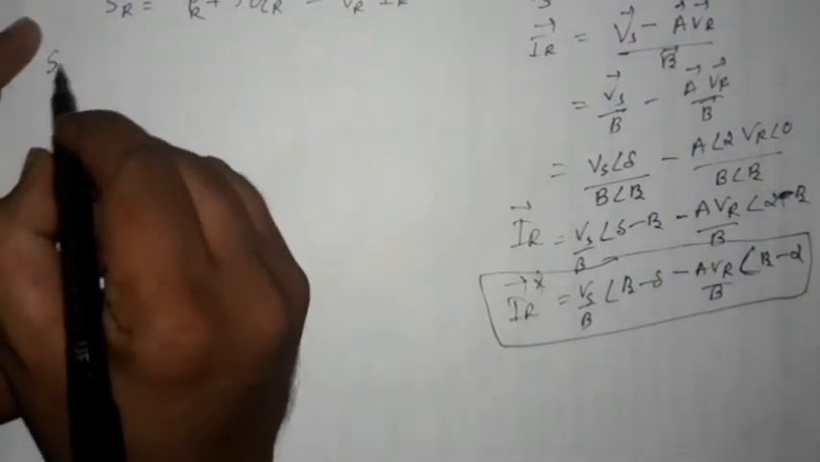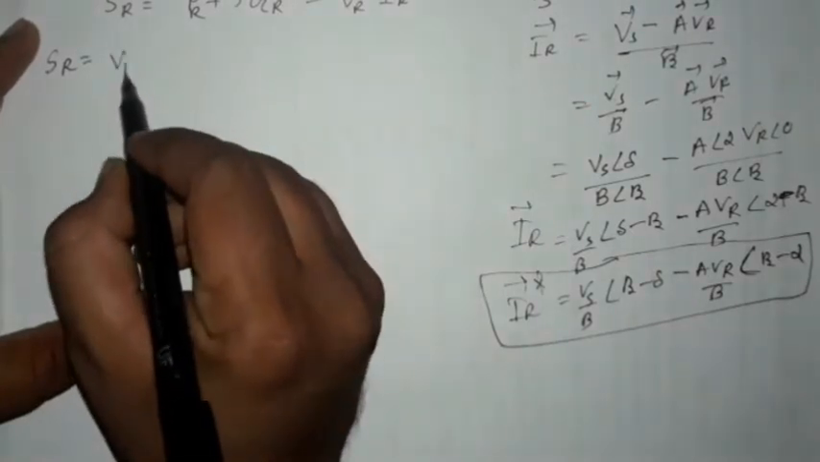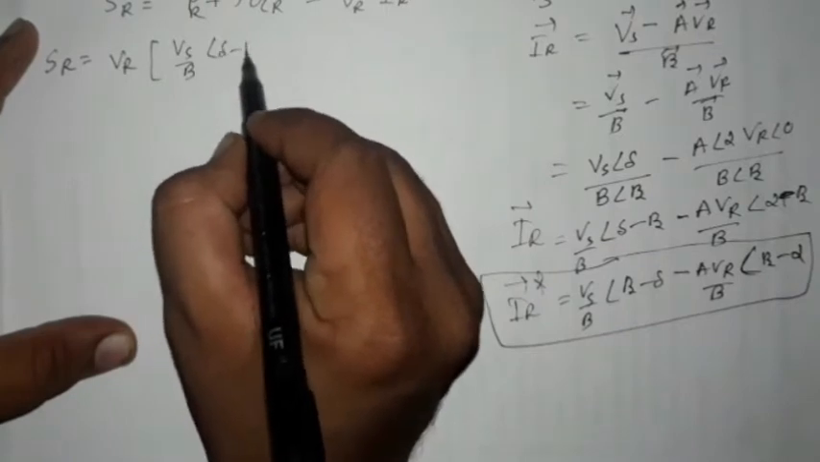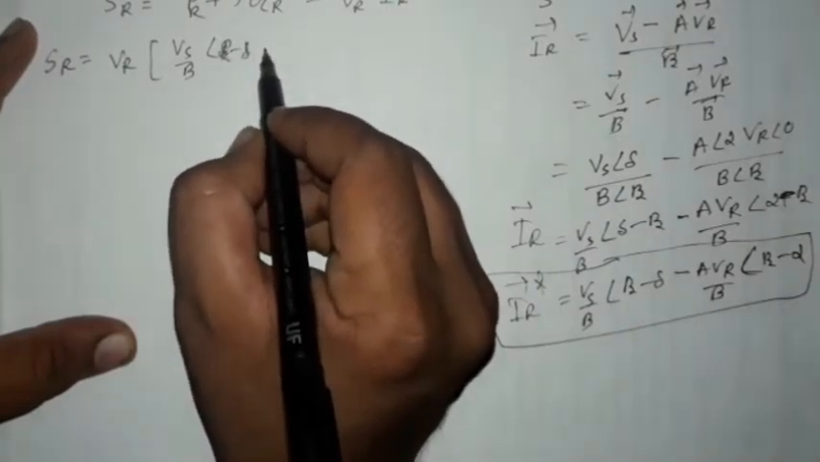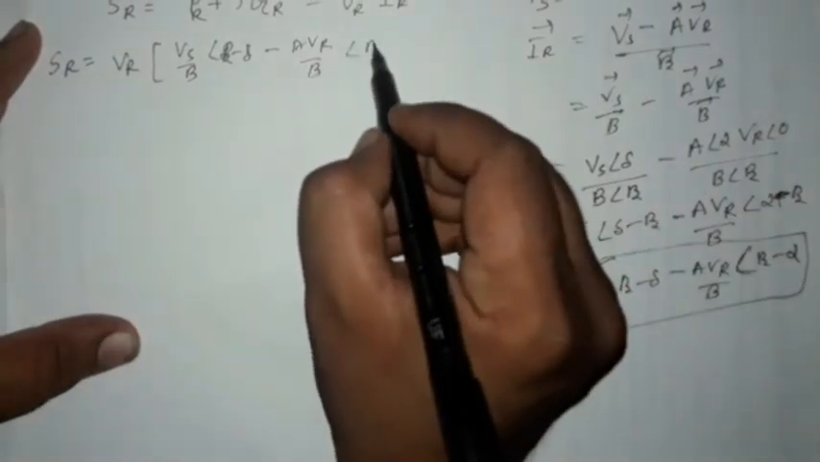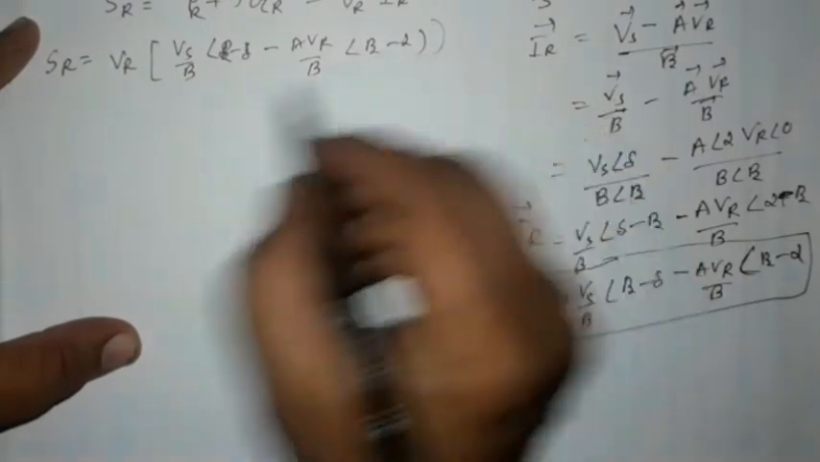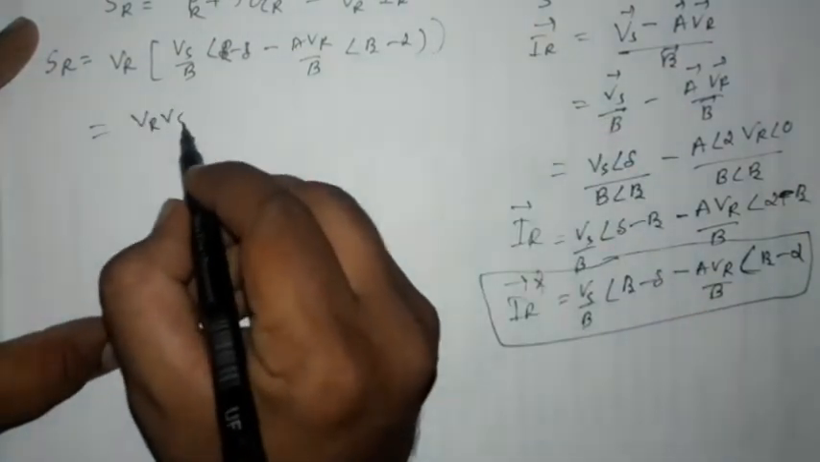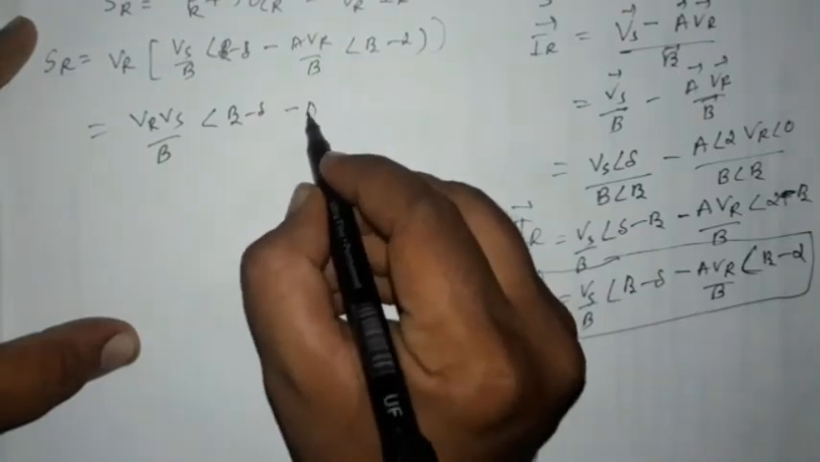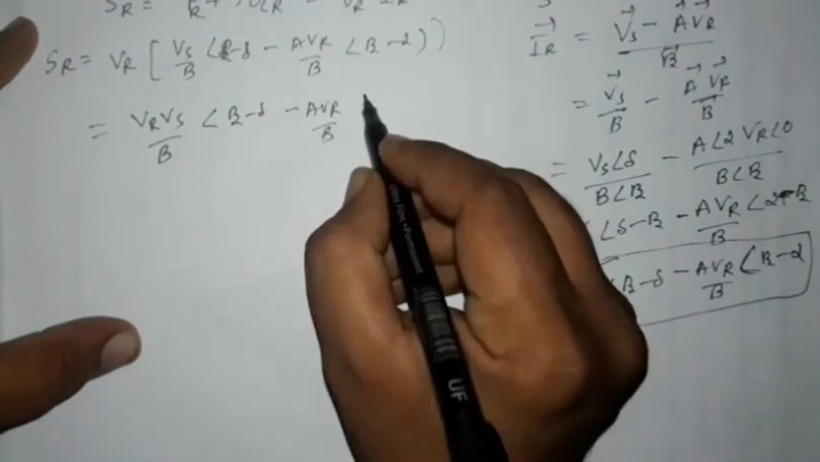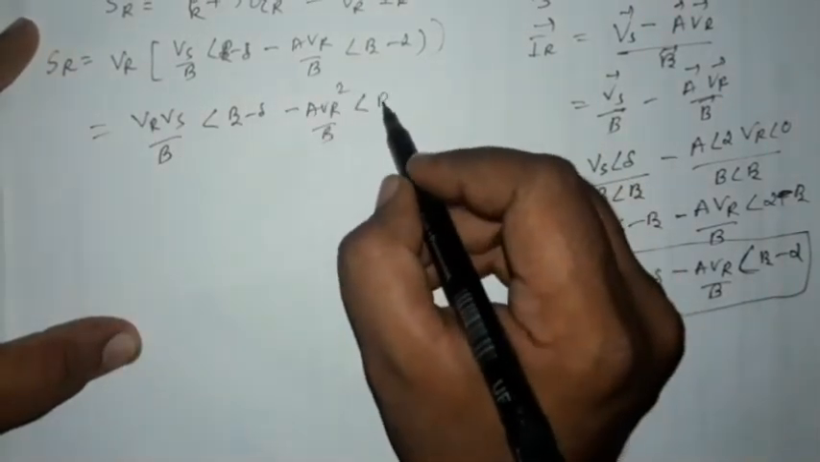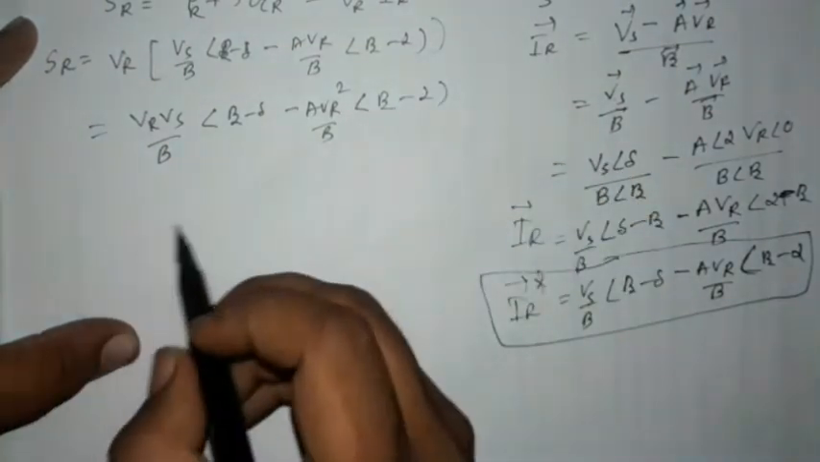So SR, which is equal to VR into Vs by B angle beta minus delta minus A VR by B angle beta minus alpha. So we multiply the VR, so VR into Vs by B angle beta minus delta minus A VR square by B angle beta minus alpha.